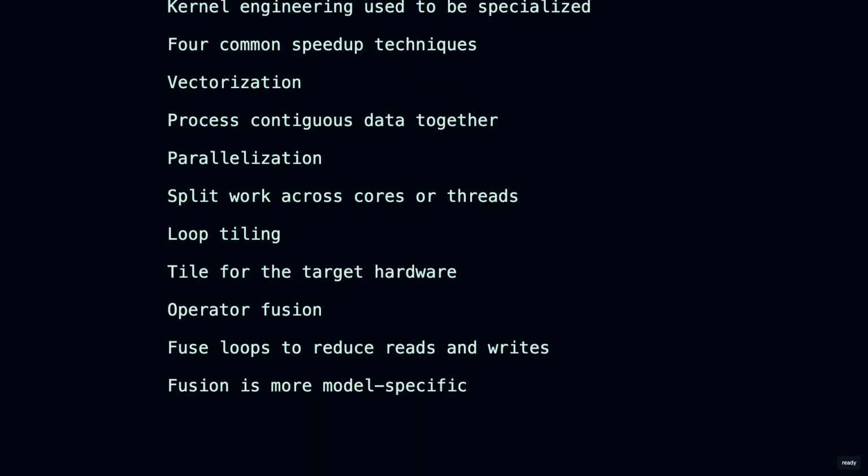The first three techniques are fairly general, but operator fusion depends more on the exact model structure. That is why it often requires deeper optimization work.